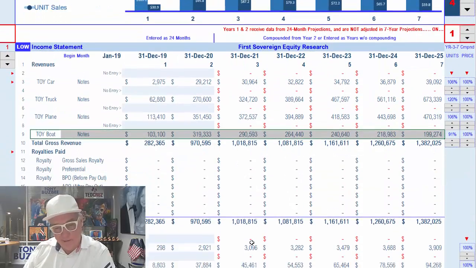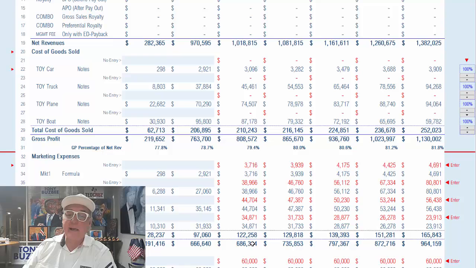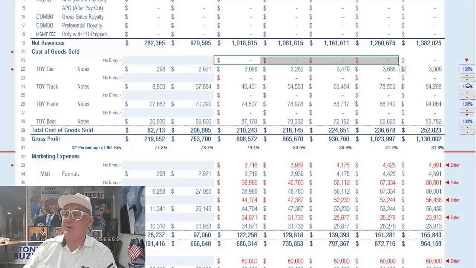I mean, what else is there? Then you come down here and you can again do the same thing with your cost of goods by spinning in a compound growth, or you can just put the entry.